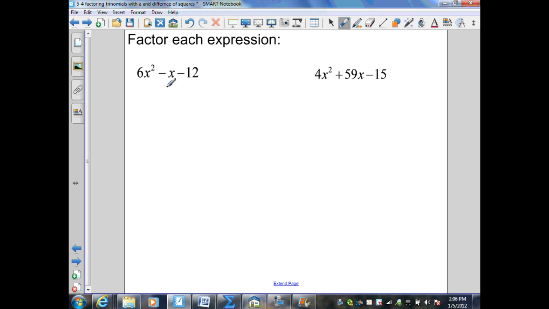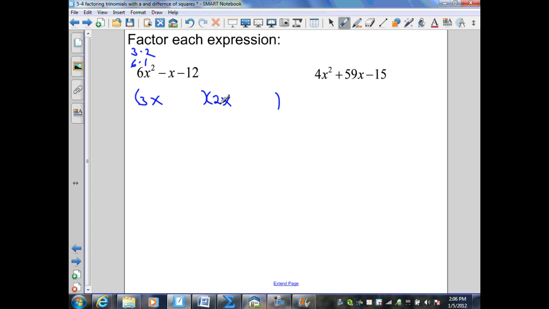Let's look at another example. Here I have 6x squared minus x minus 12. That gives me my form of ax squared plus bx plus c. I'm going to generate my two sets of parentheses. I know that x squared will break up into x times x. And then I need to get a 6. That's either going to be a 3 times 2 or a 6 times 1. Let's take a guess by starting with 3 times 2.